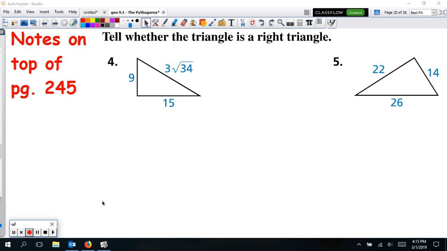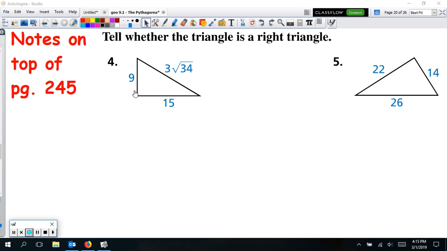Okay, so right underneath that core concept for the converse of the Pythagorean theorem, in the notes section on the top of page 245, let's copy these two down, 4 and 5 here. You don't have to number them if you don't want to, but let's do this first one, where it says tell whether the triangle is a right triangle. You want to write that down as well. Tell whether the triangle is a right triangle.